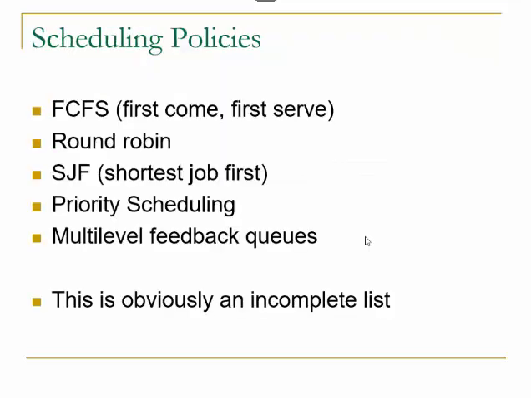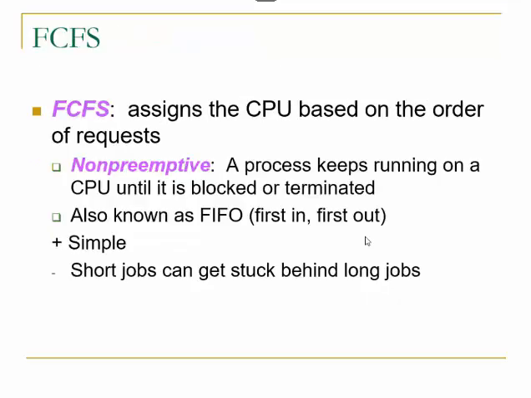The CPU scheduling policies. Here we discuss some algorithms of CPU scheduling. First is first come first serve, second is round robin, third is shortest job first, fourth is priority, fifth is multi-level feedback queue scheduling, and there are many more algorithms like lottery scheduling which can be implemented in our policies. So let's take a look at first come first serve.